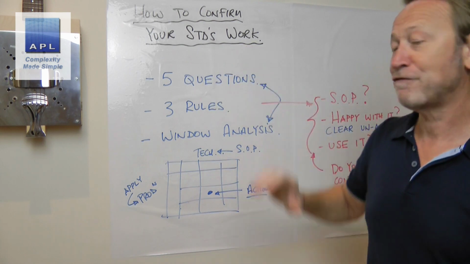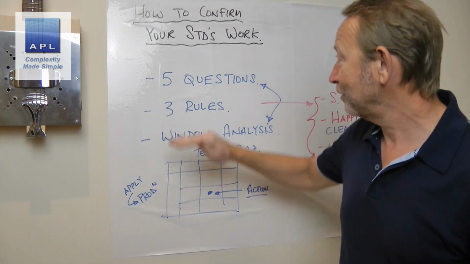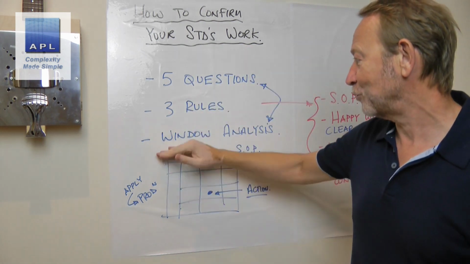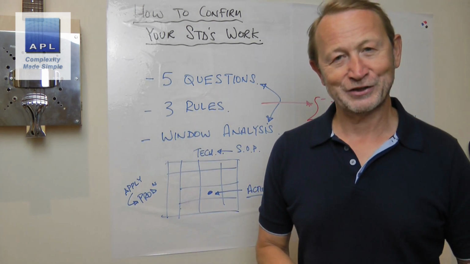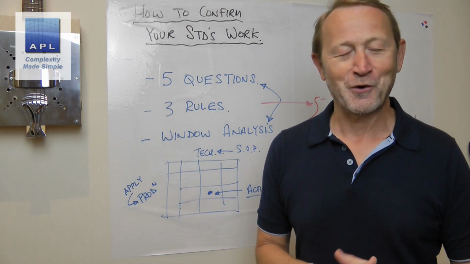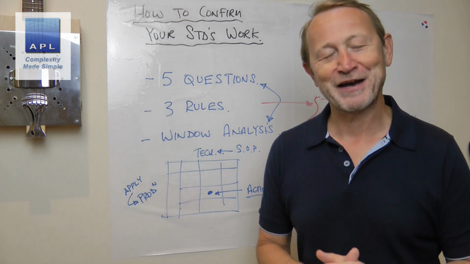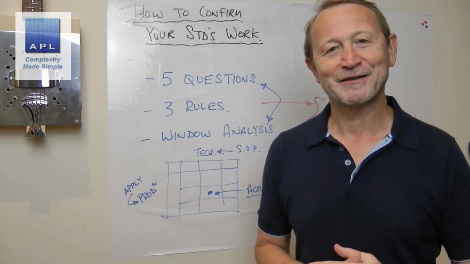So how to confirm that your standards are going to work. 5 questions, 3 rules, or window analysis. Pick your weapon of choice and make sure that you make more money.